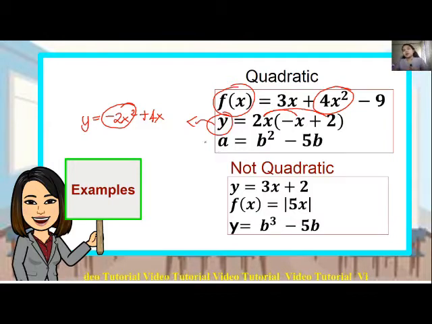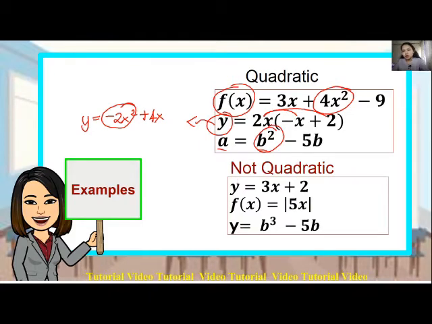For the last one, we have here a equals b squared minus 5b. So we use two different variables, just like the situation with Mr. Rivera, wherein we used s and a as our variables. So we have here a, and then we have here the quadratic term, which is b squared. Therefore, this is also a quadratic function.